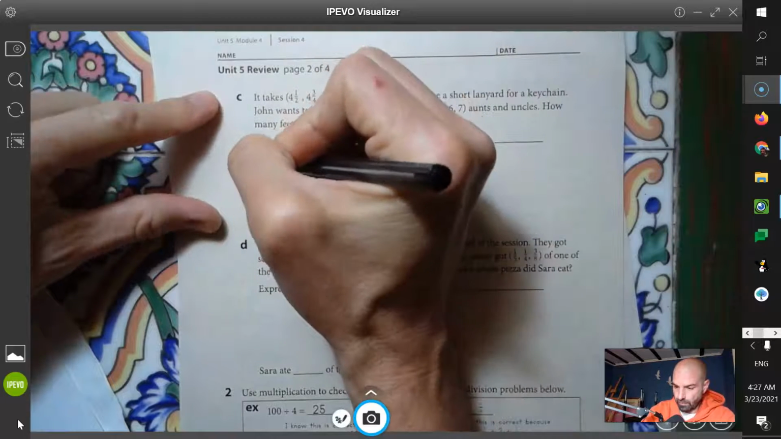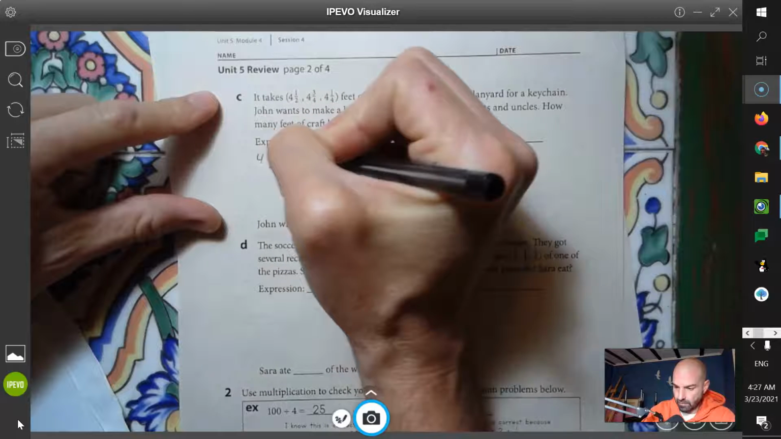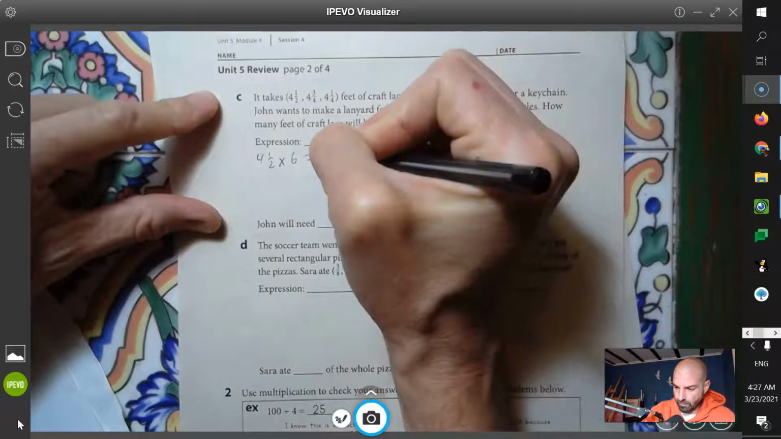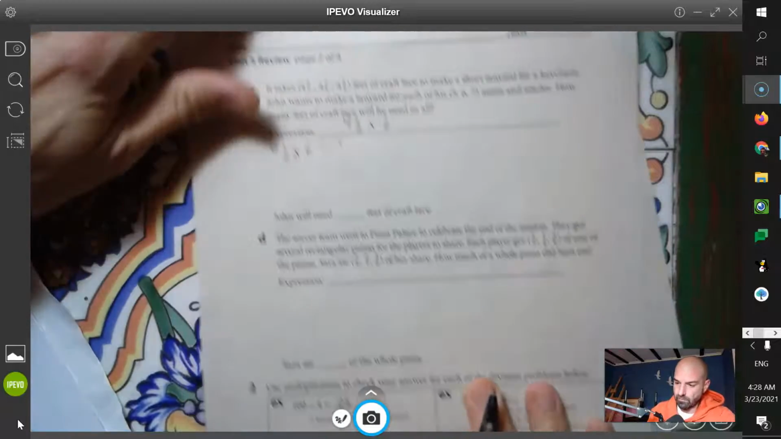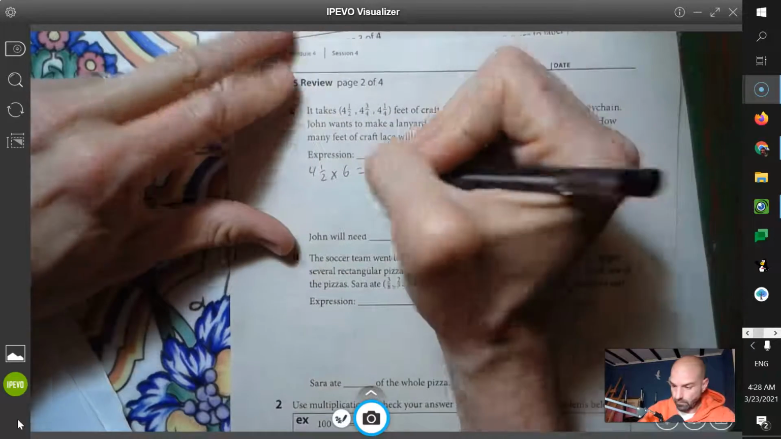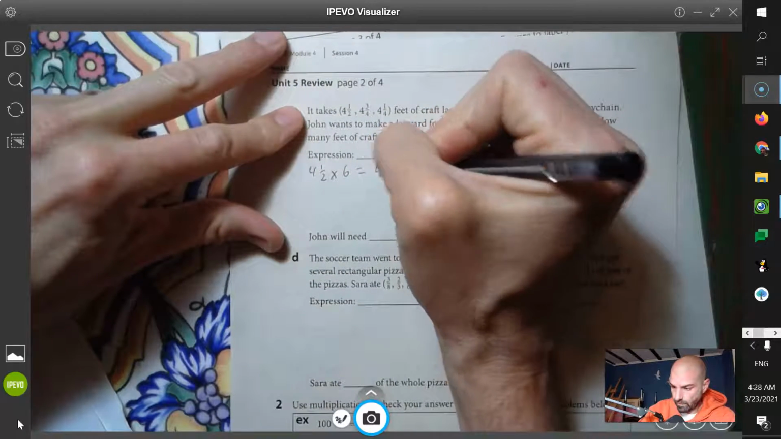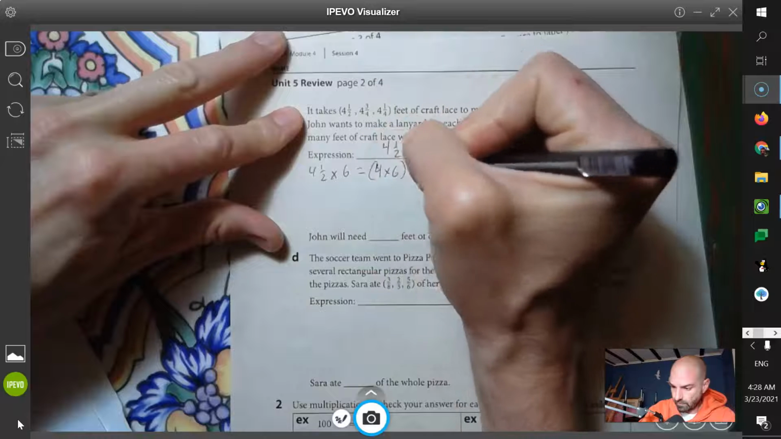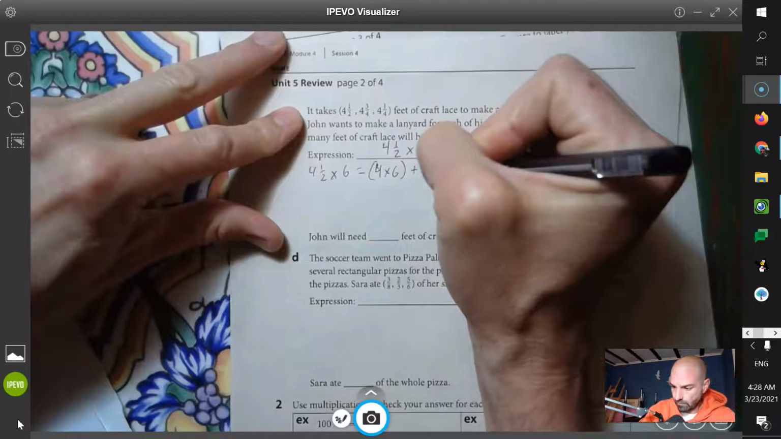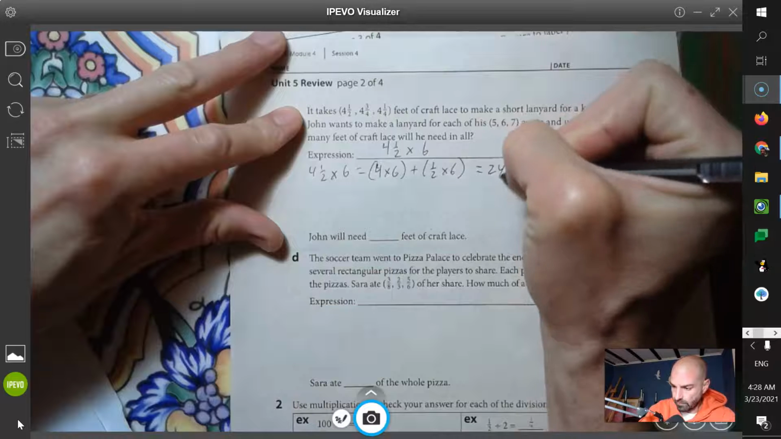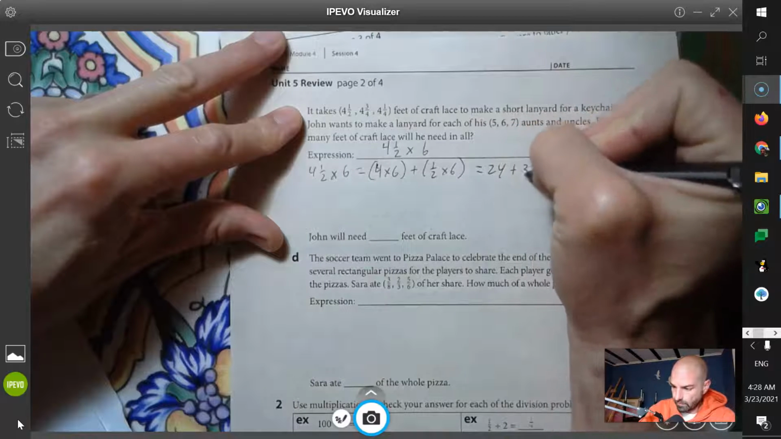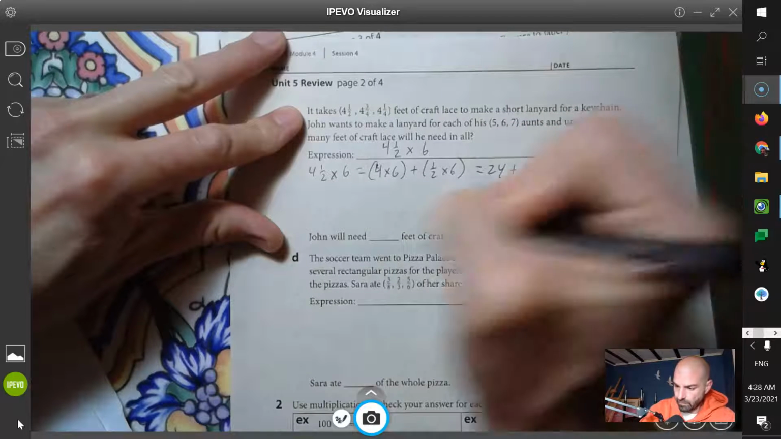So 4.5 times 6 is the equivalent of 4 times 6 plus 1/2 of 6, which is equal to 24 plus 3, which is equal to 27.